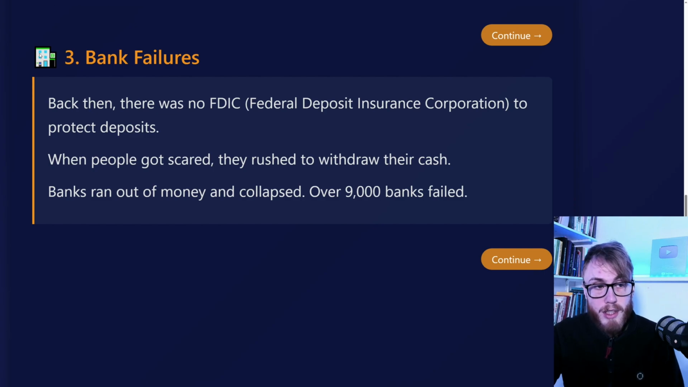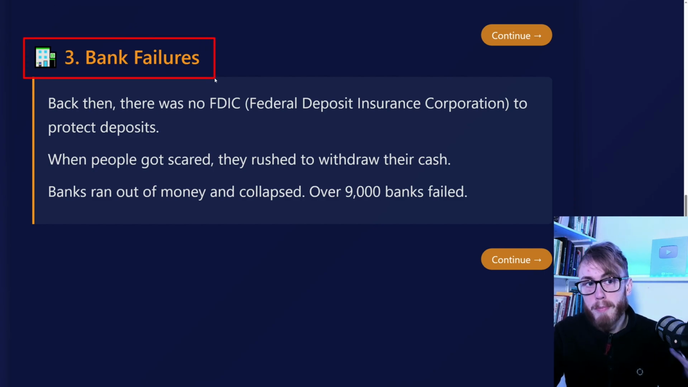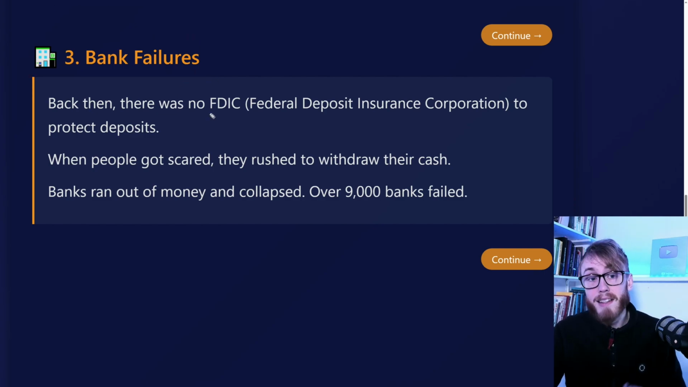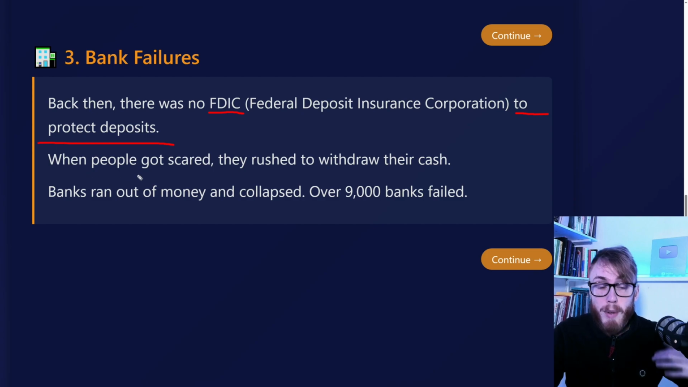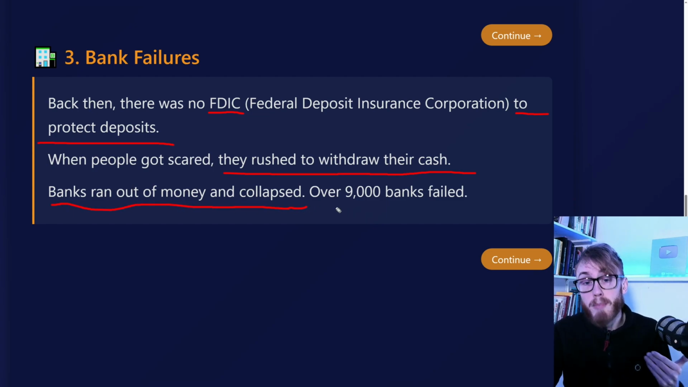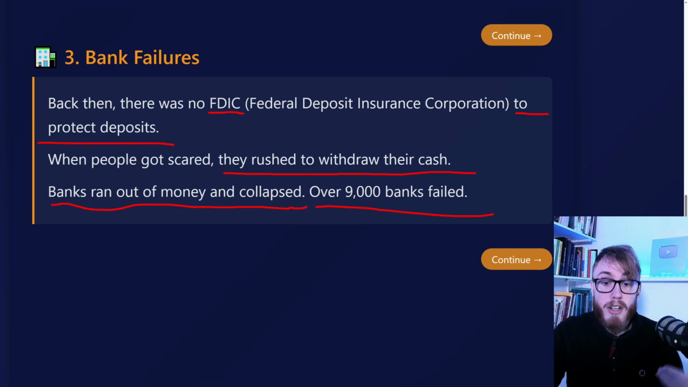During the Great Depression, we also saw multiple bank failures. Back then, there was no FDIC, which is basically a thing to protect your deposits. So when people got scared, they rushed to take out cash from the banks, and banks eventually ran out of money and collapsed. And as we mentioned earlier, over 9,000 banks failed.